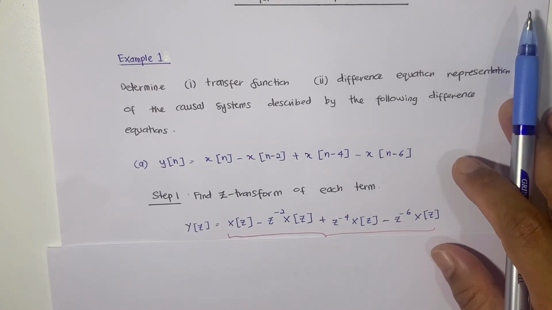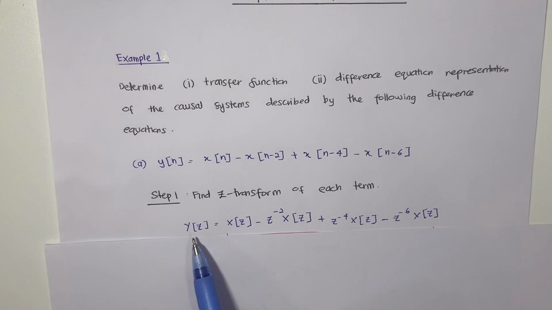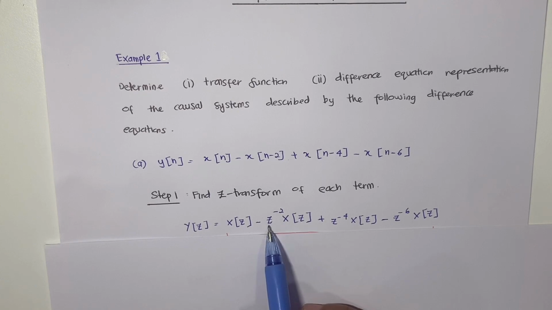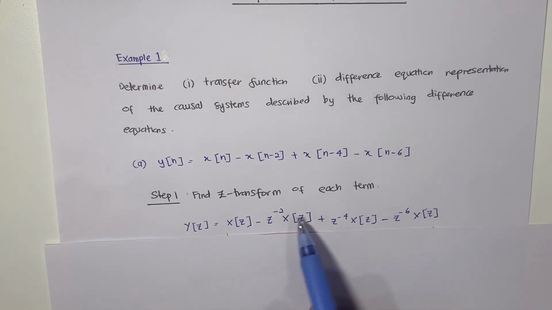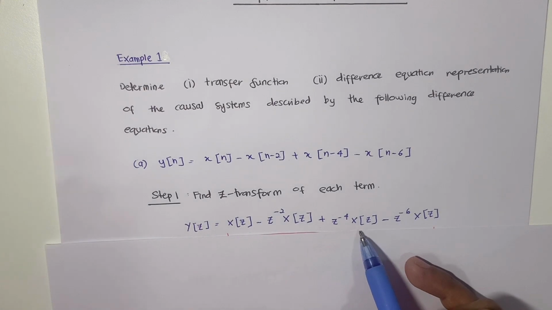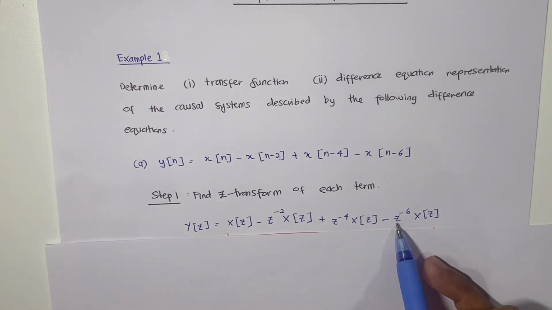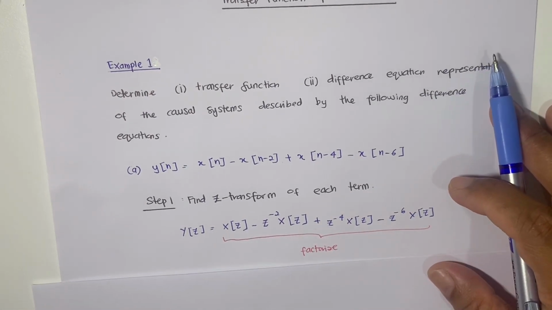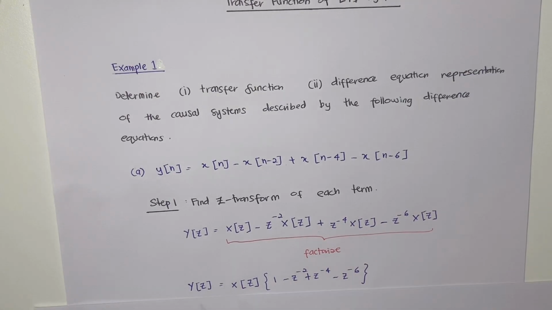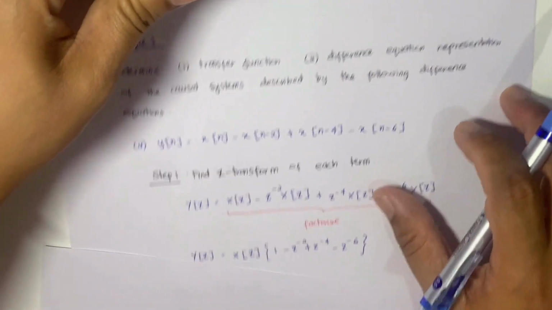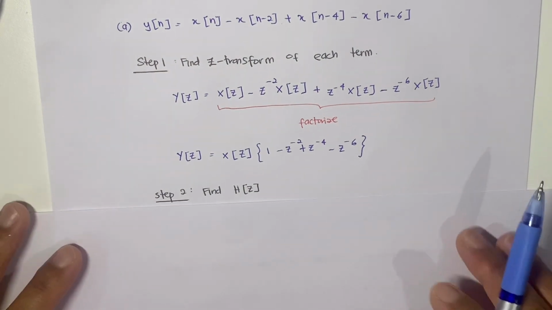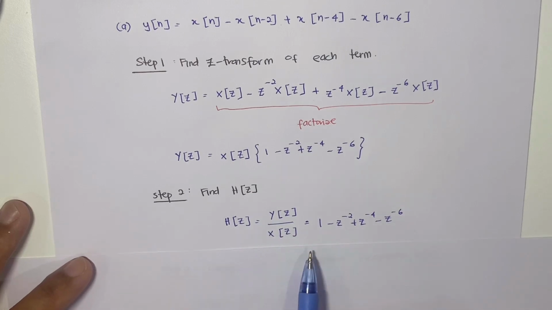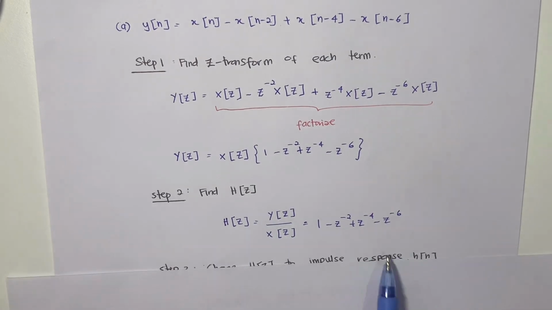So we know that yn, the Z transform is yz, xn, xz, minus z to the power of negative 2 xz, plus z to the power of negative 4 xz, minus z to the power of negative 6 xz. So you can factorize. It will be like this after you factorize. Okay. Now you can find hz. Okay, this is your hz.